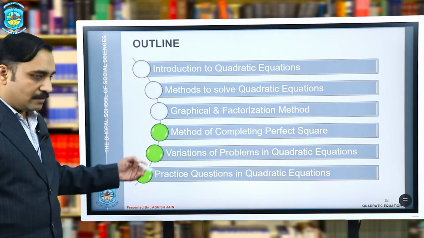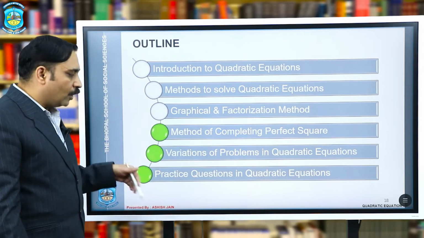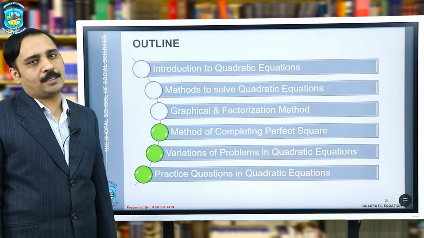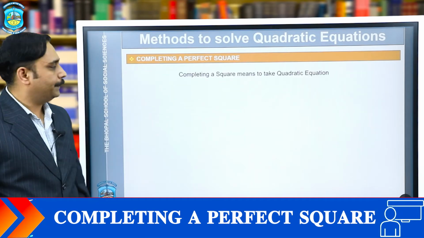We will see what are the different variations we can have in quadratic equation problems, and we will also have some practice problems on quadratic equation. So let's begin this module. This is a new method. This is called completing a perfect square method.